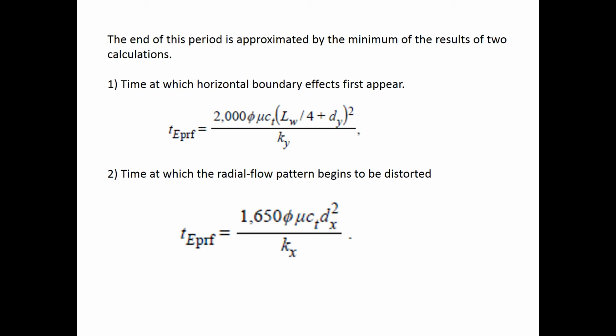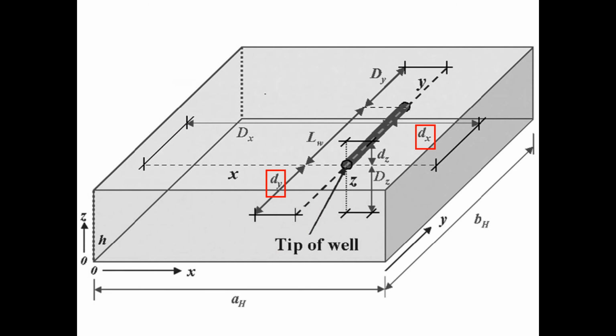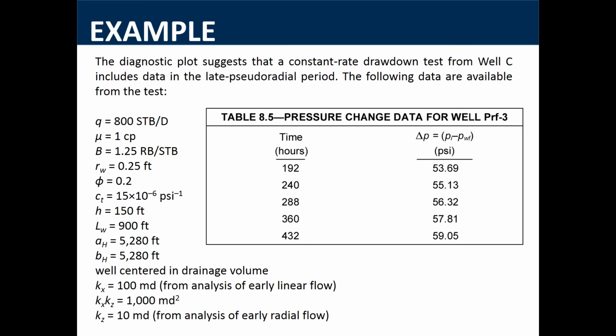The end of the pseudo-radial flow period is the time at which the horizontal boundary effects first appear, or at which the radial flow pattern begins to be distorted. By comparing the values obtained from the two equations, the lowest value will be the end of this period. This diagram is to show the difference between dy and dx. Let's see an example.